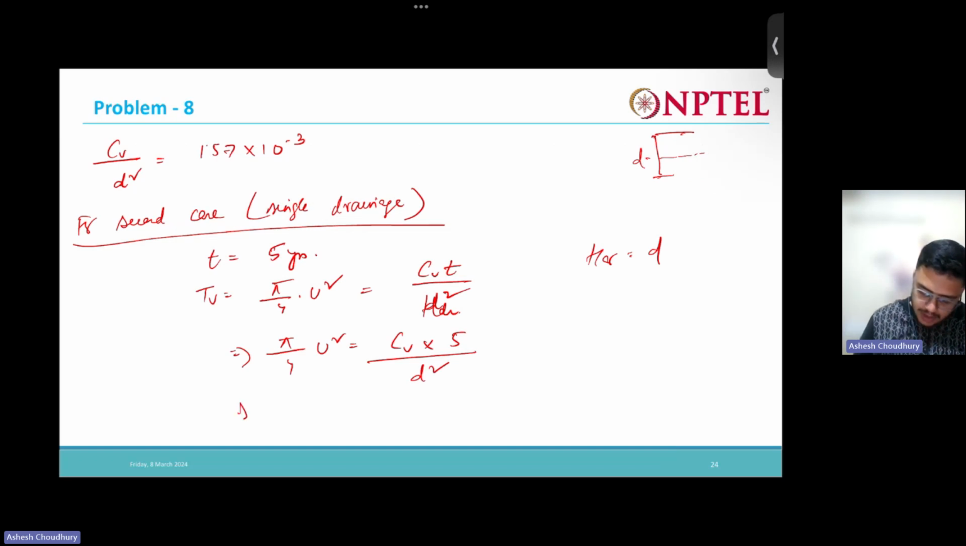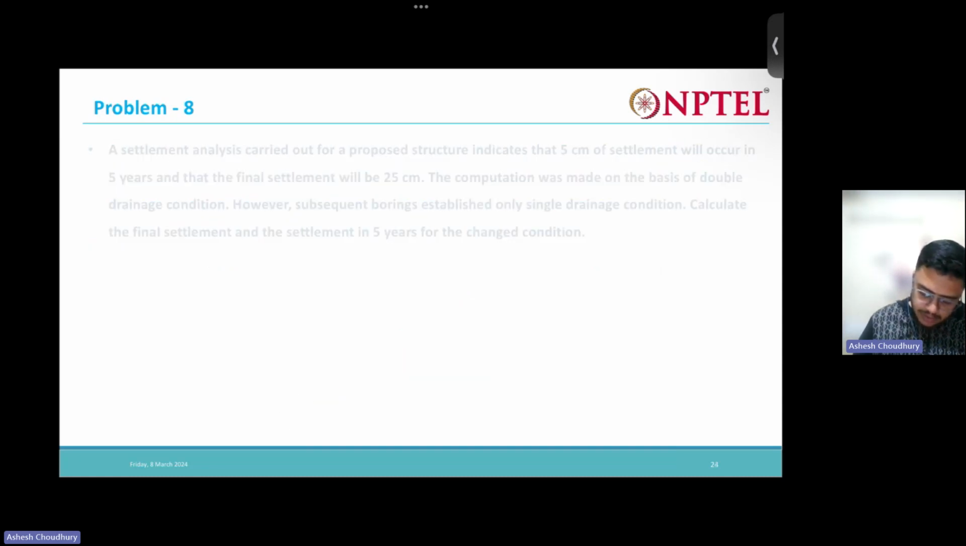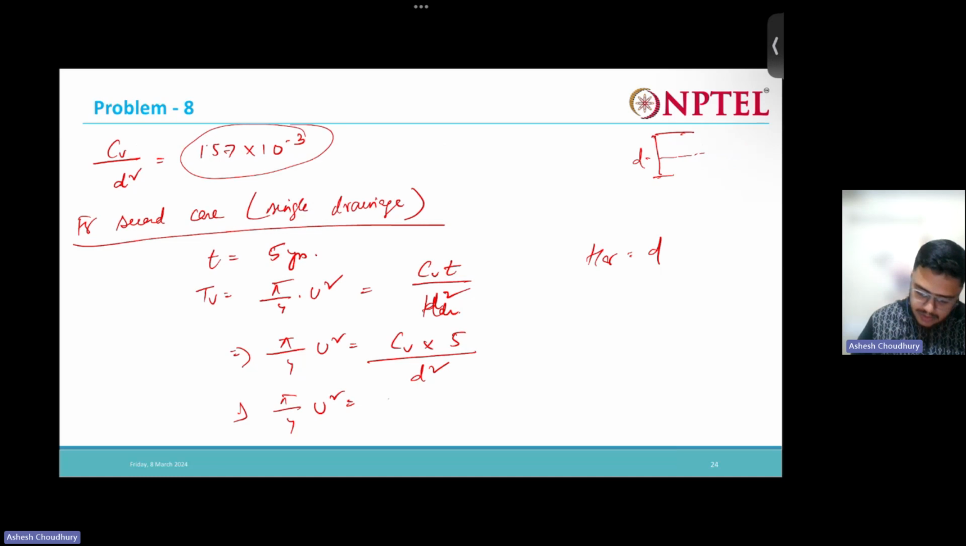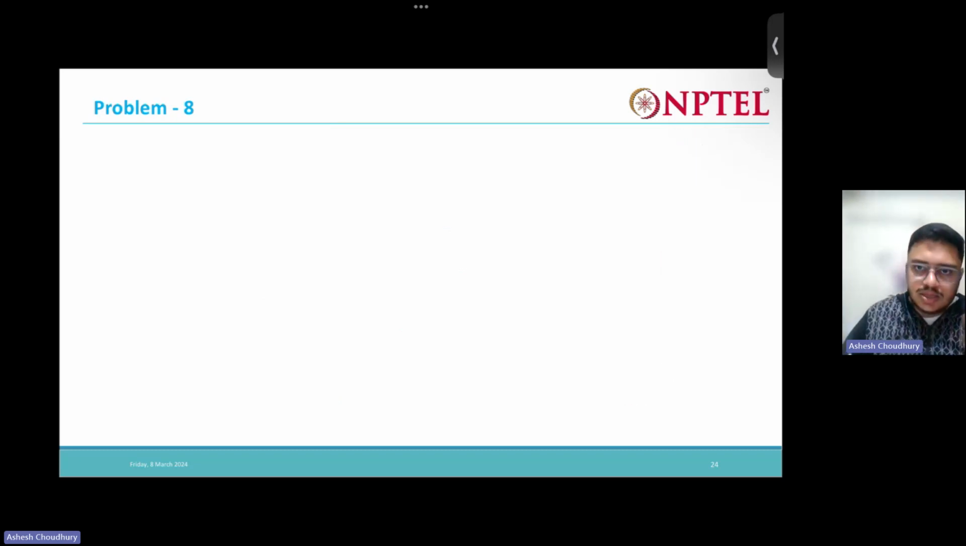So pi by 4 U square, CV by D square, we know this value. We can put this value. From here, if you solve this, you will get U as 0.1. So that is 10%, so before 20% settlement is occurring, now half settlement will be occurring. So H2 will be nothing but 0.1 into 25, it is 2.5 centimeters.